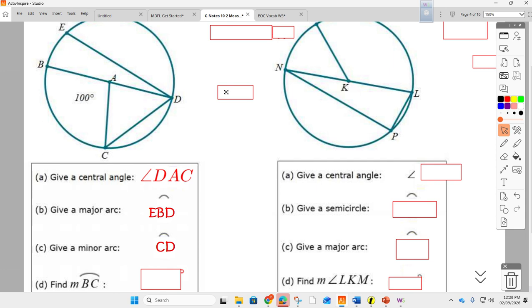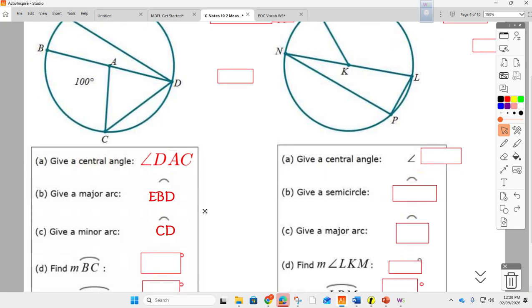Okay. Now, can we find the measure of arc BC? So this is arc BC here. What kind of angle is arc BC intersecting? A central angle. Very good. So arc BC is intersecting a central angle, angle BAC, and that angle measures 100 degrees. So what would the measure of arc BC be? 100 degrees. So the arc intercepting a central angle always has the same measure as that central angle.